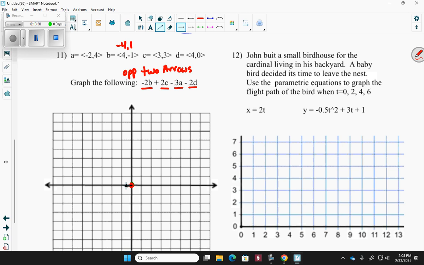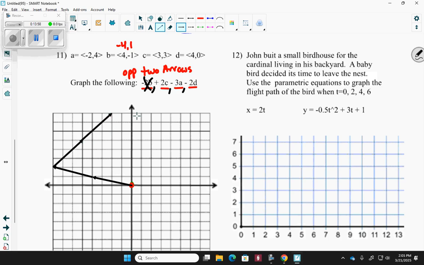So I'm drawing. Here I am drawing. 1, 2, 3, 4, 1. 2 arrows. You can actually look at it almost as if it's -2b, comma, comma, comma. So you're not really adding them, you're just drawing them. So 2c, all right, 2 c's. So from where we stopped here, 1, 2, 3, 1, 2, 3, 1, 2, 3, 1, 2, 3.